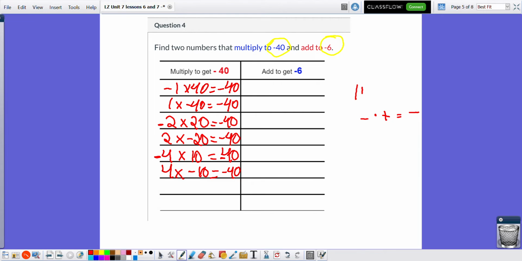So I know that 10 minus 4 equals 6. So I know that my factors are 4 and 10. But let's see which ones we need. Negative 4 plus 10 is positive 6, but 4 plus negative 10 equals negative 6. So we know that the factors that we need are 4 and negative 10, because we need negative 6.